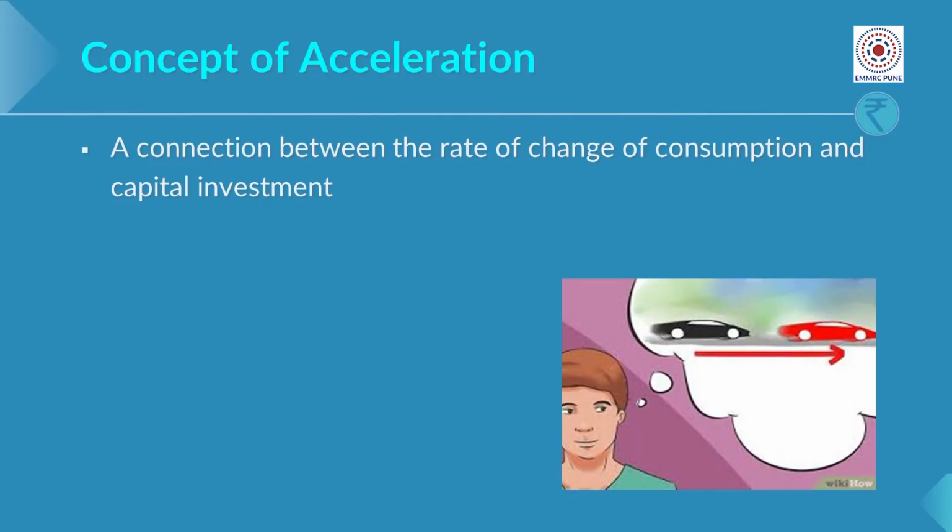The way multiplier explains the effect of initial investment on the income, employment and output, in the same way the principle of acceleration explains the effect of consumption on the capital investment in an economy. The acceleration principle is an economic concept. It establishes a connection between the rate of change of consumption and capital investment.